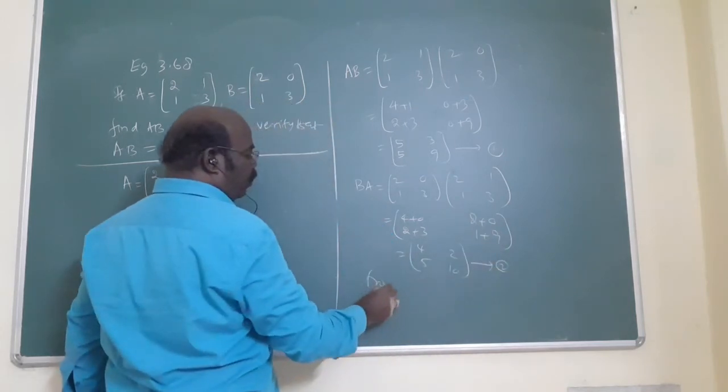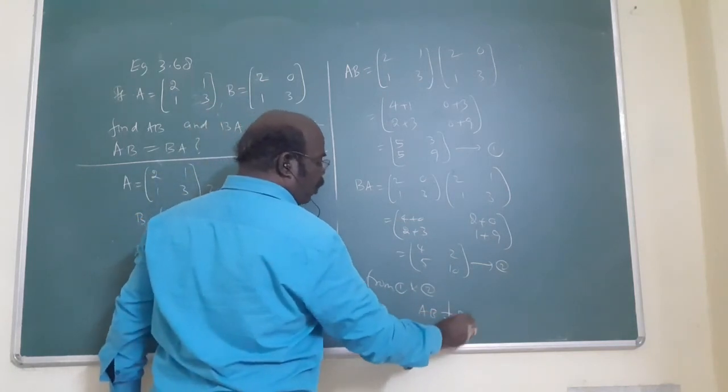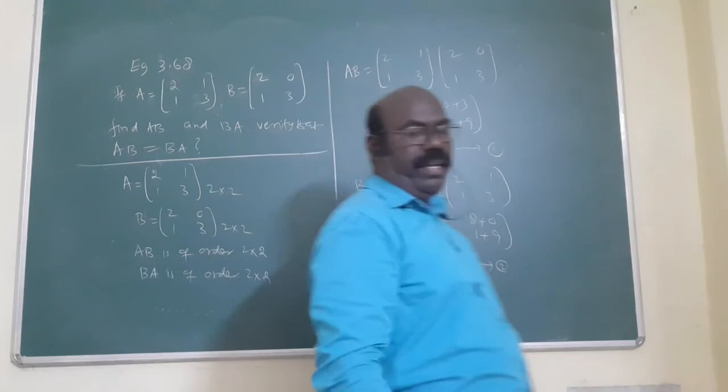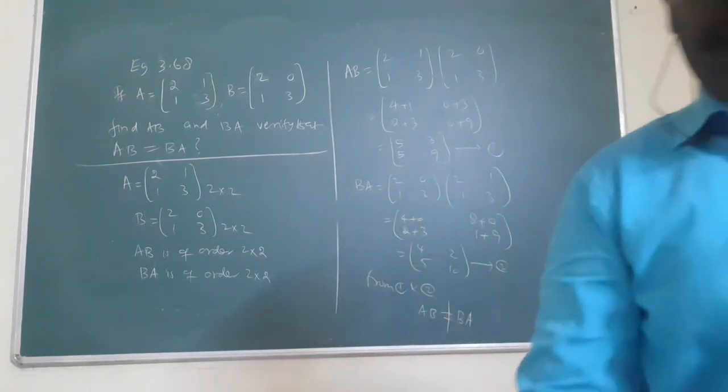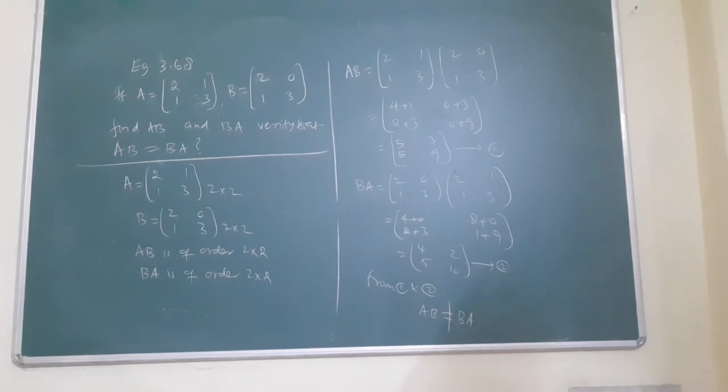Okay, from 1 to 2, AB not equal to BA. Verify AB equal to BA. Here A and B with BA not equal. You get the answer? Next answer 4, 5, 2, 10. The first answer is what? 5, 5, 3, 9. That's why not equal. This answer.